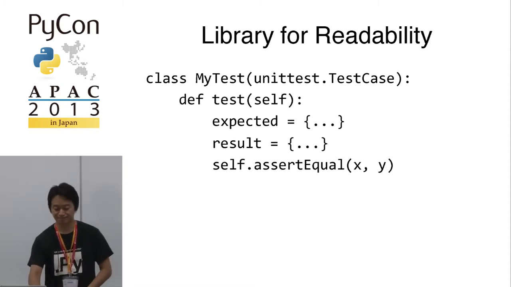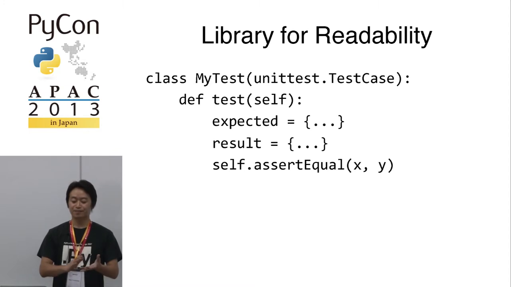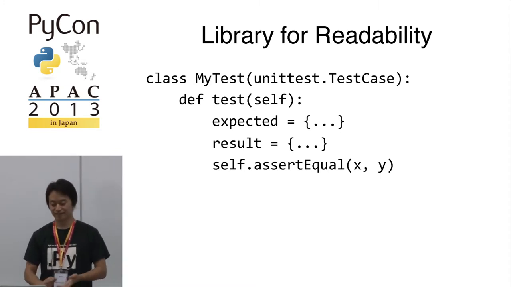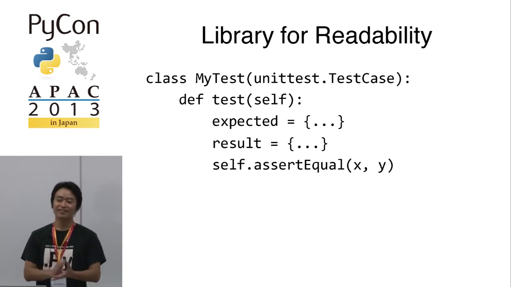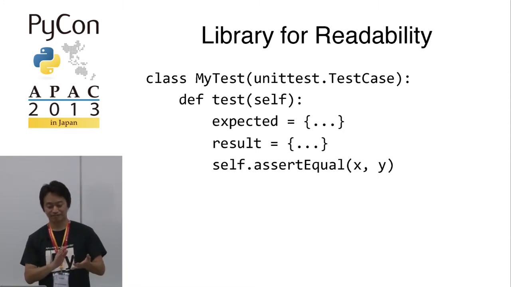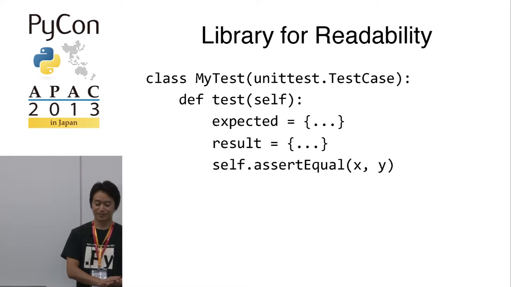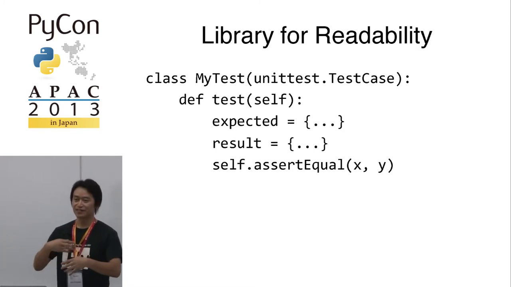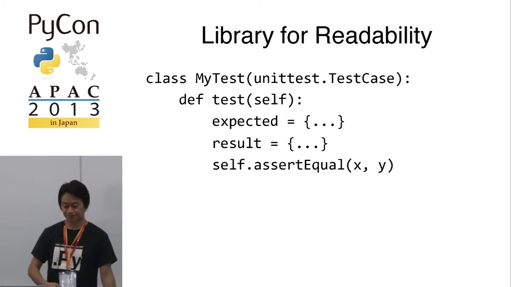Well, this is a problem. And I get back to the beginning. I use Python to test fast, and I test fast to develop fast, right? Because you know, requirements keep changing. I want to implement as fast as possible.